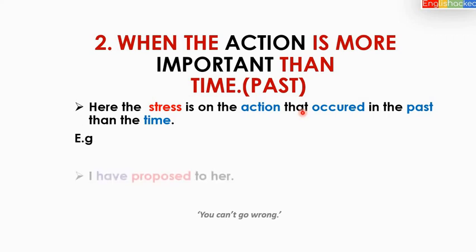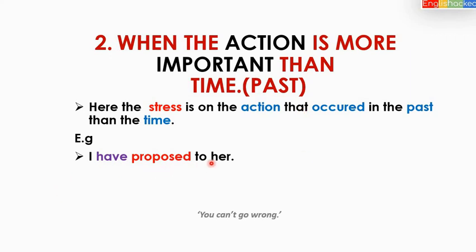For example, let's have an example. I like using examples because they make the point clear. I have proposed to her. Imagine you have a lady you need to propose to. So we look at the action because it is the main point. We are talking about the action, not the time. We don't mind about the time here. We mind about the action. So the action is the proposal. You proposed. So I have proposed to her.